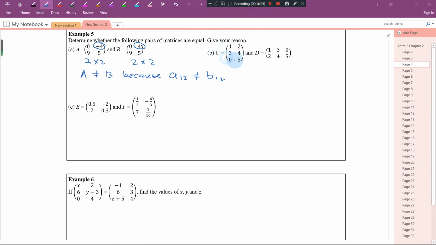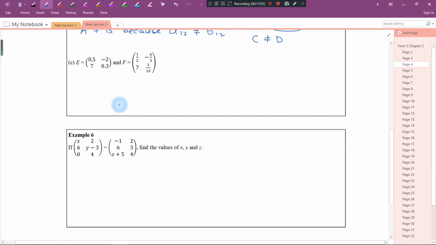Okay, now let's go to B. C, the order is 3 by 2. The order here is 2 by 3. Since they don't have the same order, then we know that C is not equal to D, because their order are not the same. Okay, so for the reason, you can just write because their order are not the same. The order of matrix C is 3 by 2, whereas the order of matrix D is 2 by 3.